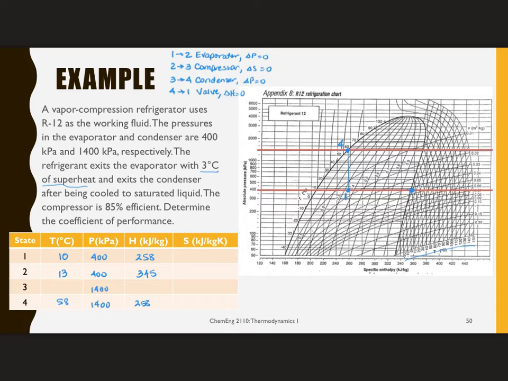And then my ideal is constant entropy. And that line takes me to approximately there. Okay, very close to there. And so it's about 380. Okay, now this is using the graph.